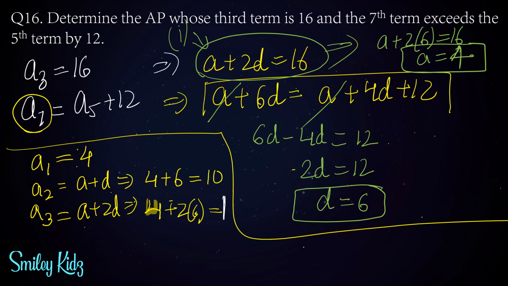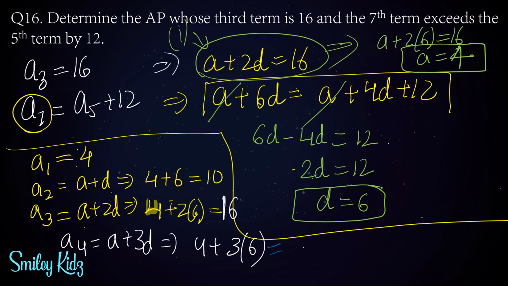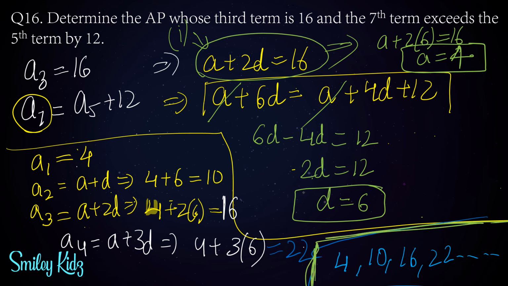Am I right? Then A4 is equal to A plus 3D. That is equal to 4 plus 3 into 6. And then we have 4 plus 18, which is 22. So now, what is the AP, everyone? The AP is 4, 10, 16, 22 and so on. So we were asked to determine the AP, which is going to be 4, 10, 16, 22 and so on.